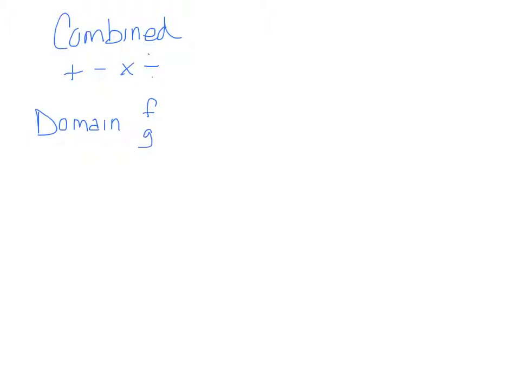Okay, so I want to summarize that real quickly and make sure that you understand the difference between those things that we did. The first thing is, if you have what we call a combined function, that's adding, subtracting, multiplying, dividing, then when you're doing your domain, it is the domain of all three functions involved. So it'd be the f, it'd be the g, and it would be the f plus g, or whatever operation you're doing. You have to look at all three of those.